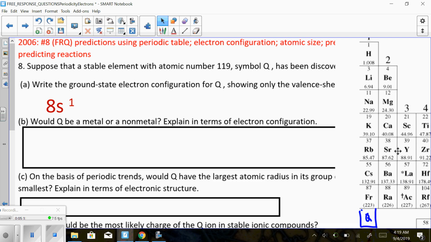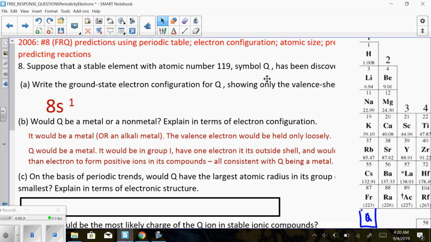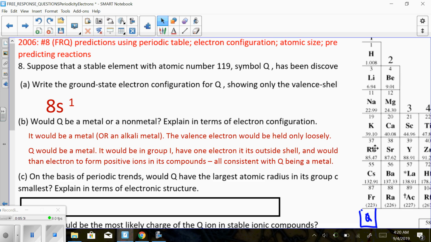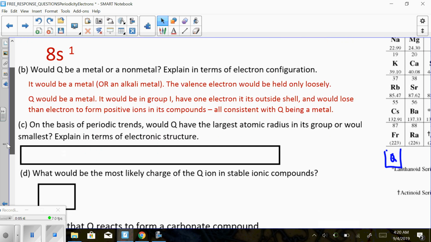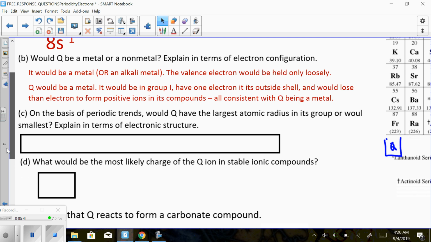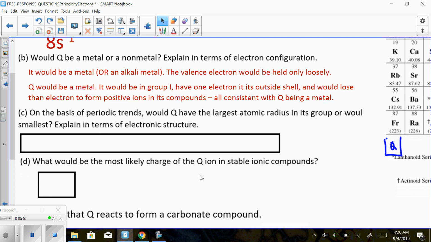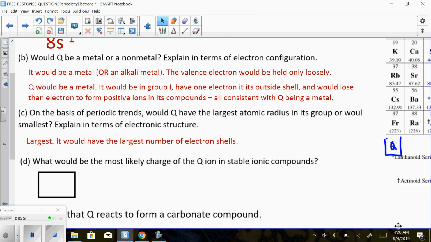Would it be a metal or a nonmetal? And explain in terms of electron configuration. Well, if it has one valence electron, it's got to be one of those alkali metals, right? That valence electron would be easily removed, and all of those properties would make it a metal, not a nonmetal. On the basis of periodic trends, would it have the largest atomic radius in its group, or the smallest? As you add energy levels, the size increases, so it would definitely have the largest because it has the most electron shells.